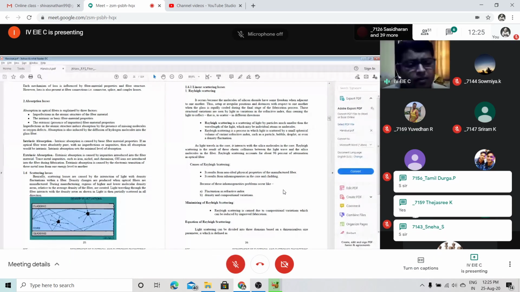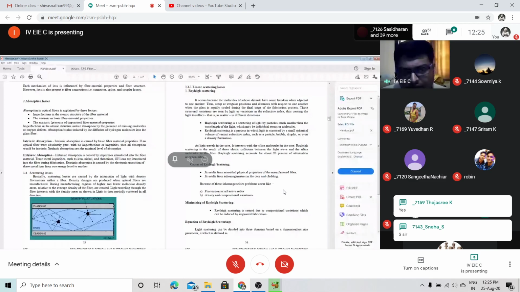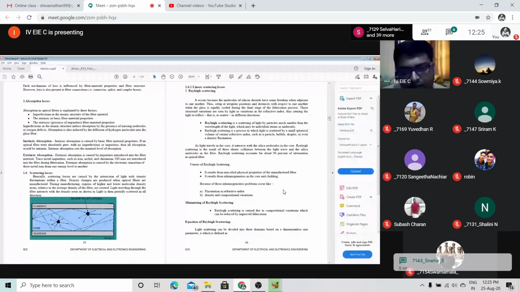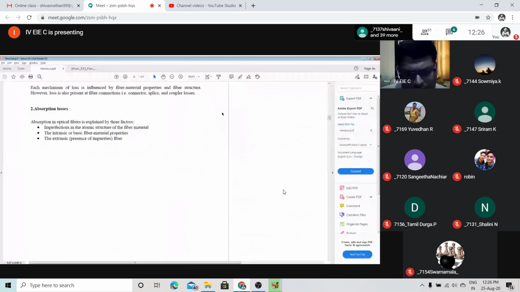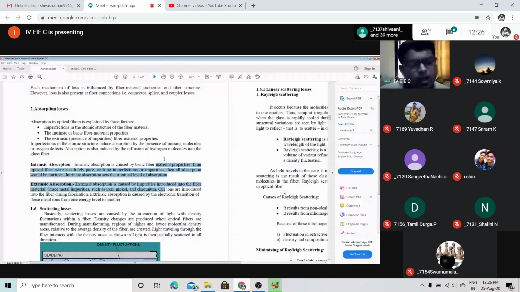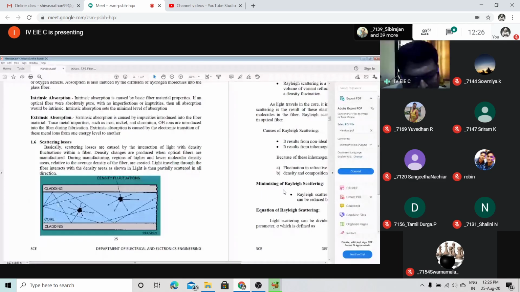So when we look at this scattering losses, the first thing I told you, that is linear scattering. Rayleigh scattering is the concept that is going to come first. So what is this Rayleigh scattering? So you can see a diagram here where I will zoom in so that it will be quite comfortable for you. So this is how Rayleigh scattering might happen.